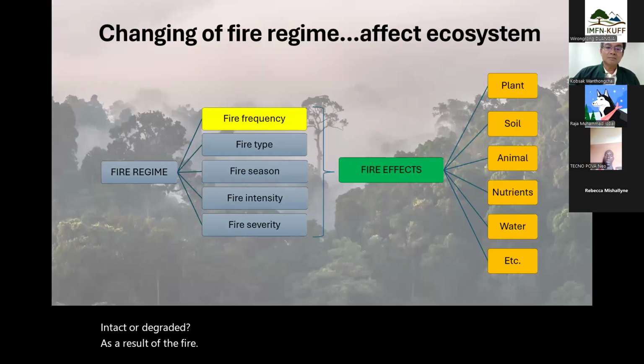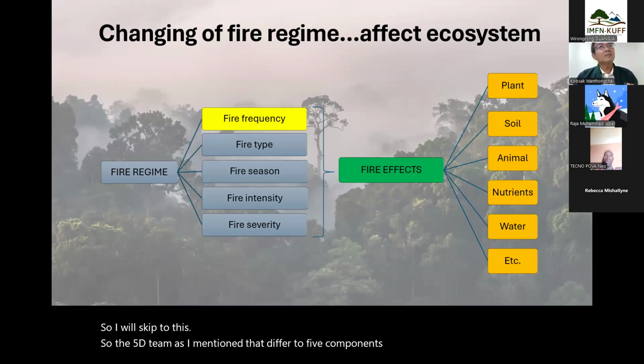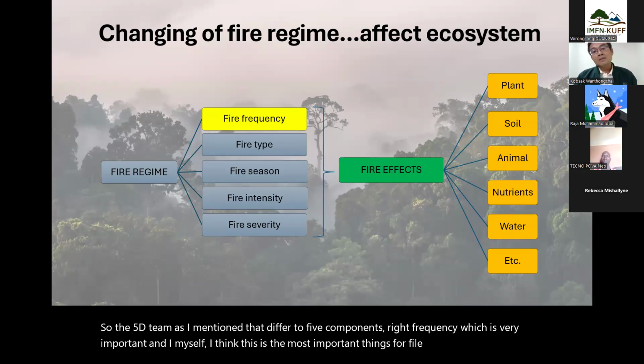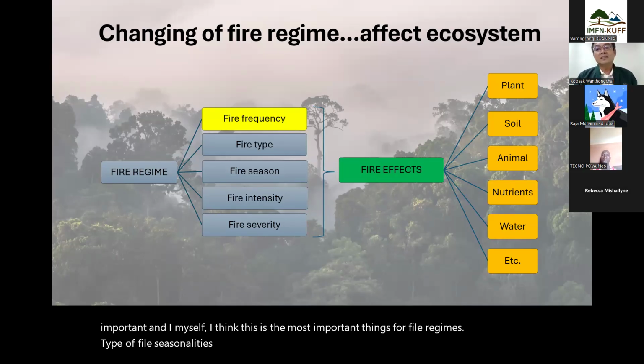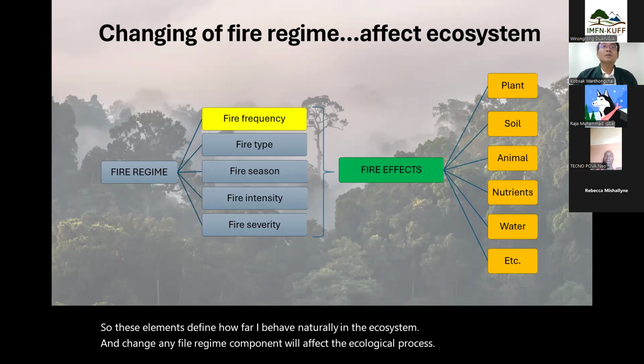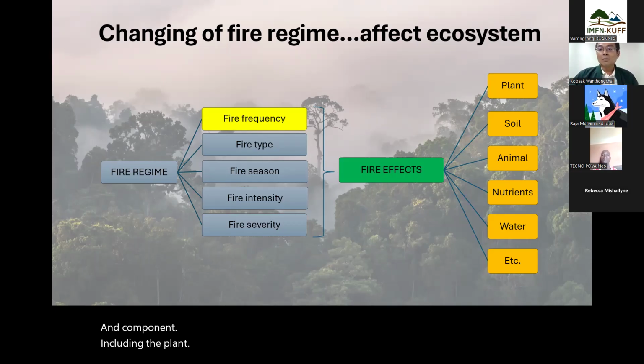But I already mentioned this, so I will skip it. The fire regime, as I mentioned, refers to five components: frequency, which is very important, and I myself think this is the most important thing for fire regimes; type of fire; seasonality; intensity; and severity. These elements define how fire behaves naturally in the ecosystem, and changing any fire regime component will affect ecological processes and components, including plants. Fire can promote or suppress certain plant species, affecting vegetation structure and diversity.